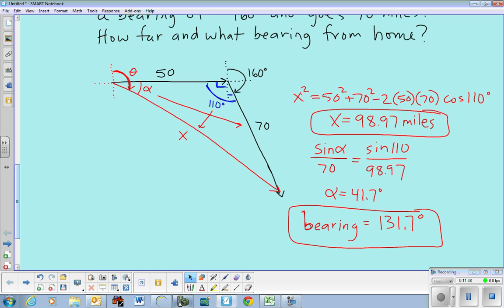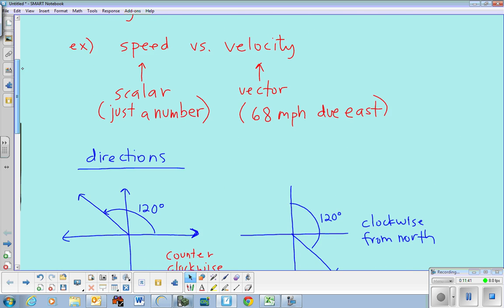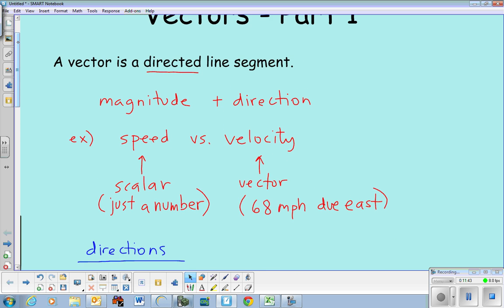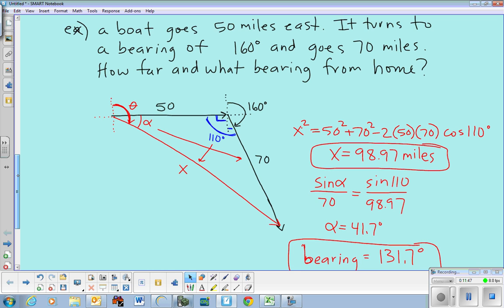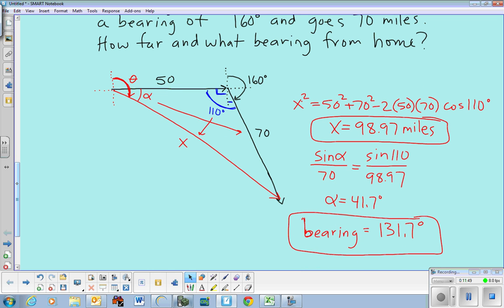So that's going to be our first experience with vectors, just forming a triangle problem. There will be a part 2 that has some more info, but that is going to be it for now.